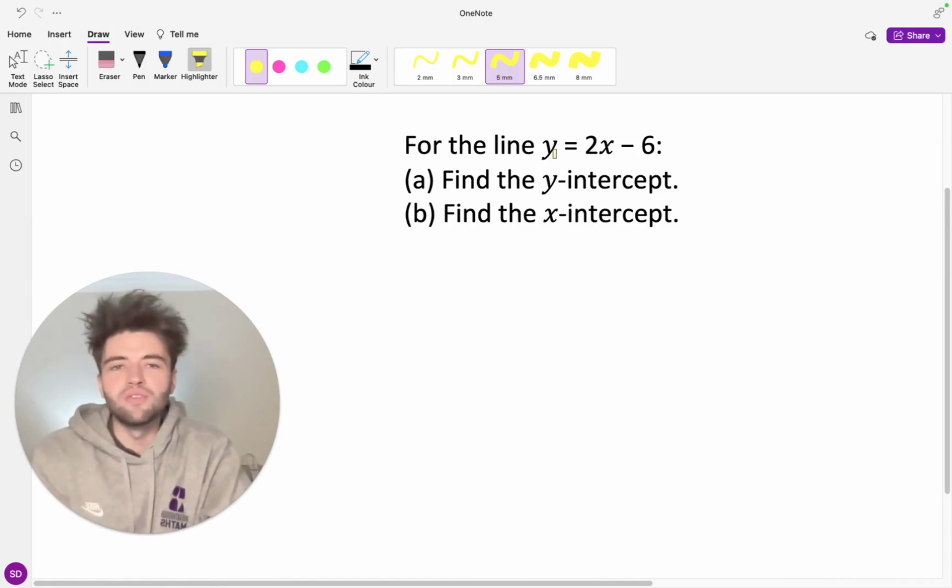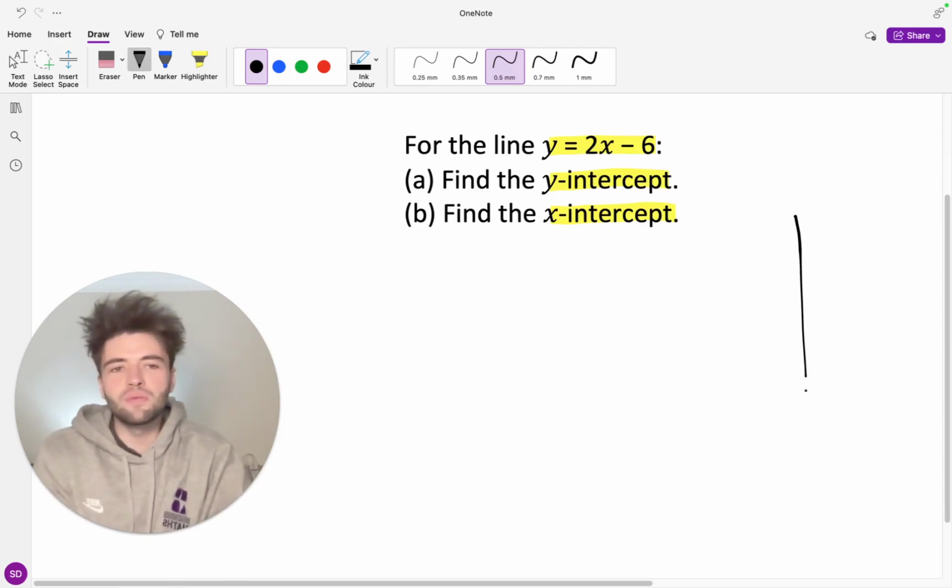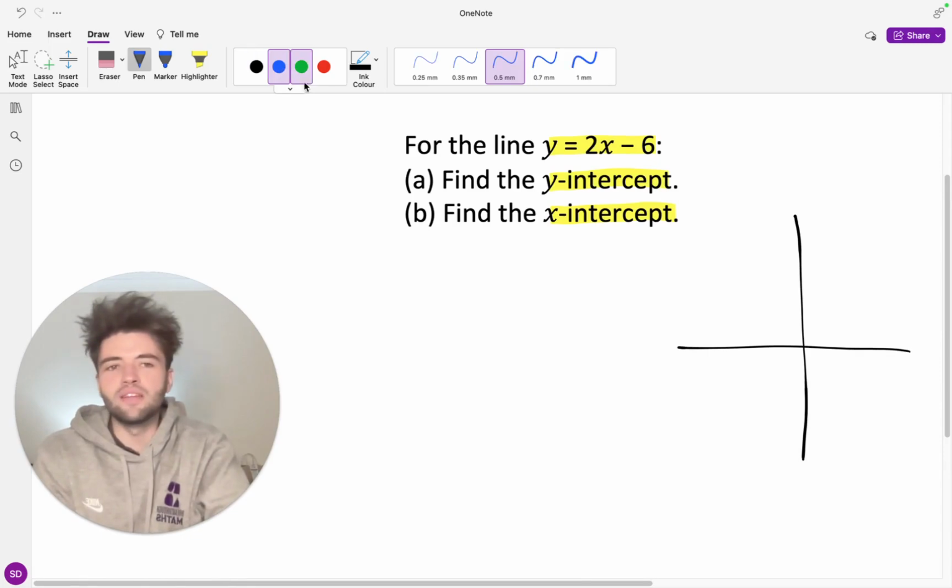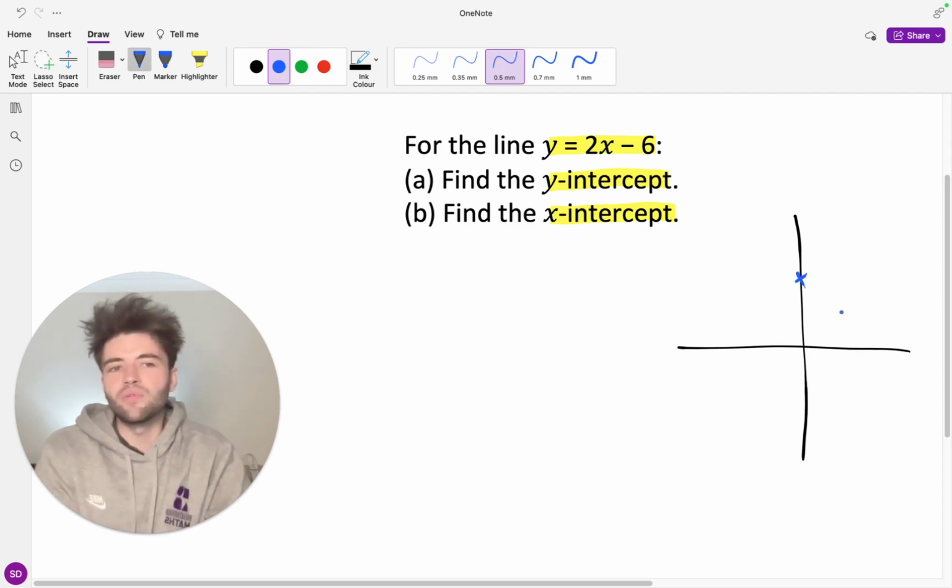Here, as you can see, we're given a line and we're going to be asked to find the y-intercept for the line and then the x-intercept for this line. And the process for doing this is going to be really simple. If we just draw a quick sketch here, we're looking to find where the line crosses the y-axis, so let's say that was up here, and then secondly, where it crosses the x-axis. That could be down here somewhere.